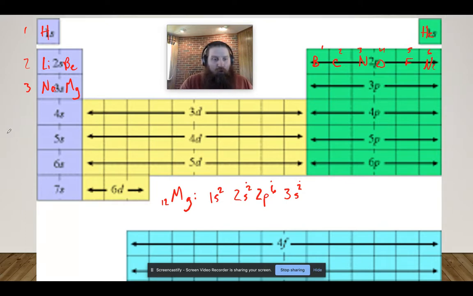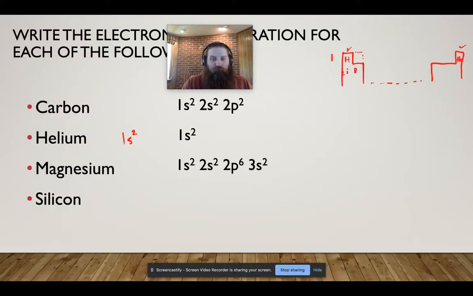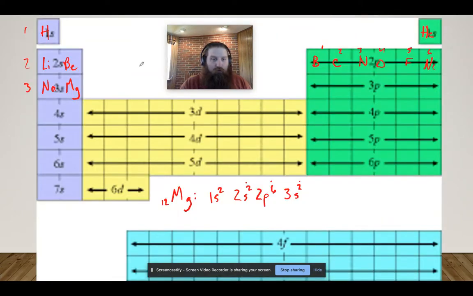So let's go back and check our work. We got 1s2, 2s2, 2p6, 3s2. There it is. All right, silicon. Silicon is number 14. So jump back over here.